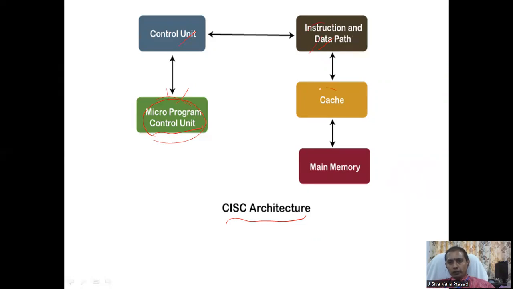And finally, it will come to one cache memory only, whereas previously we had a separate data cache and instruction cache. Now we have only a single cache, and that cache will send data to main memory. So here, instead of the Harvard control unit, we have a microprogram control unit in the CISC architecture. That controls the instruction and data path, then goes to cache memory, then cache memory to main memory. This is the basic difference between the CISC structure and the RISC structure.